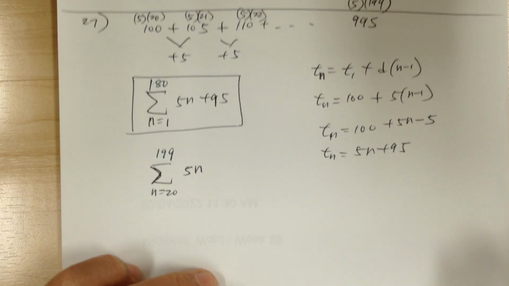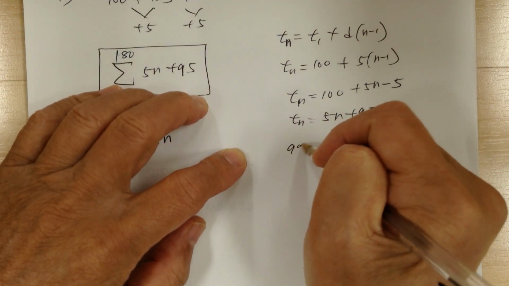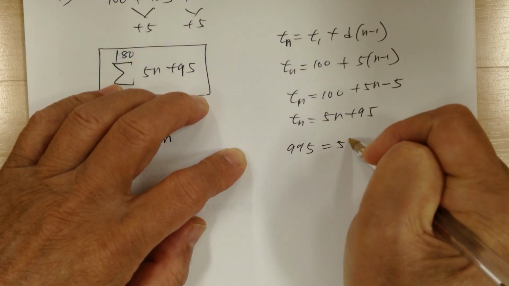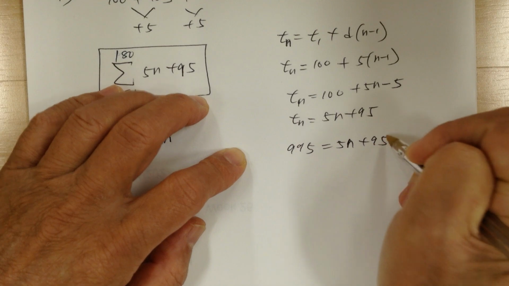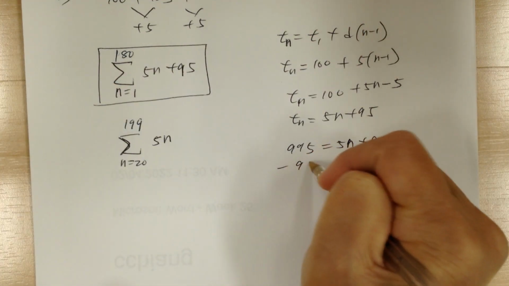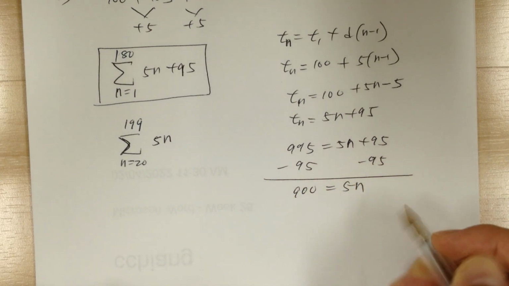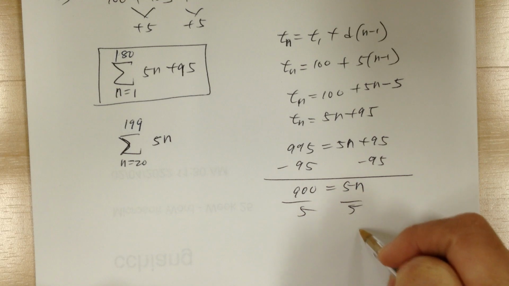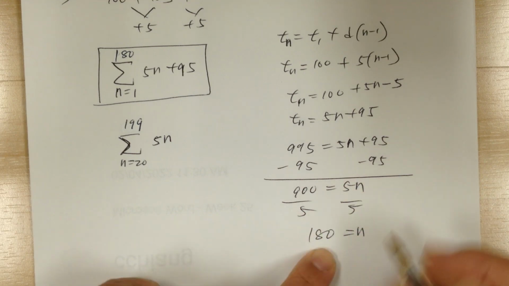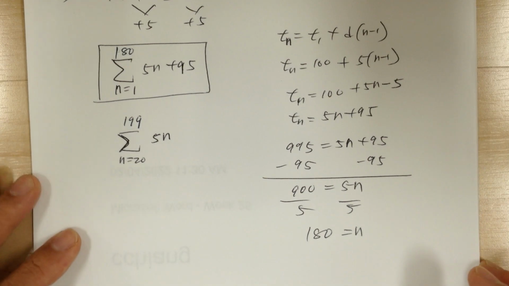Or another way to do it is, the last term is 995. So put 995 in here, and figure out the n for the last one. So you've got 900 equal to 5n divided by 5, so n equal to 180. That's how you get that. So again, there are many ways you can do this kind of problem.